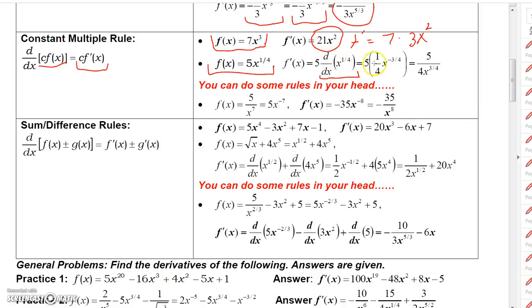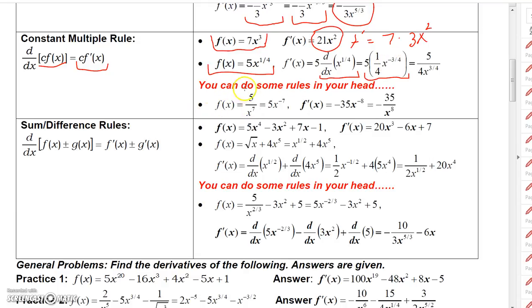And then here I'm actually going to get the derivative of x to the 1/4. Using the power rule, the derivative of x to the 1/4 is 1/4 x to the negative 3/4. And then you can move x to the negative 3/4 to the bottom and write it as x to the positive 3/4, and then 5 would be in the numerator and 4 would be in the denominator. So that would be your final answer.